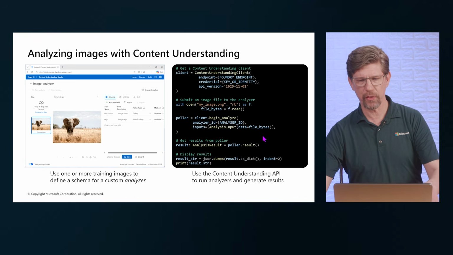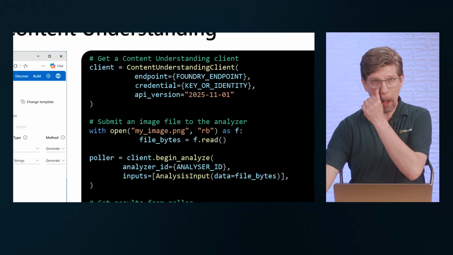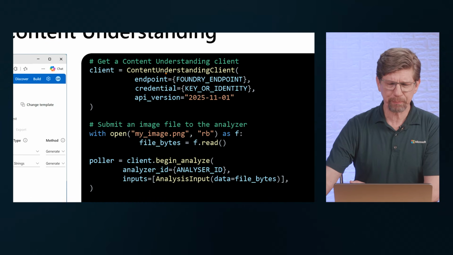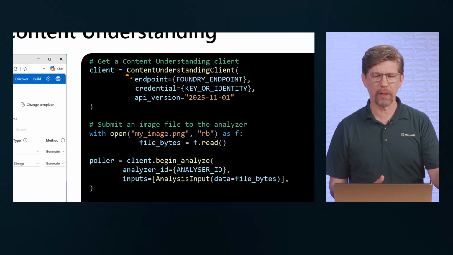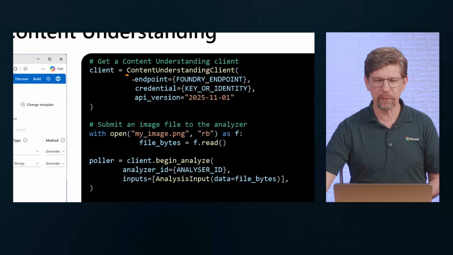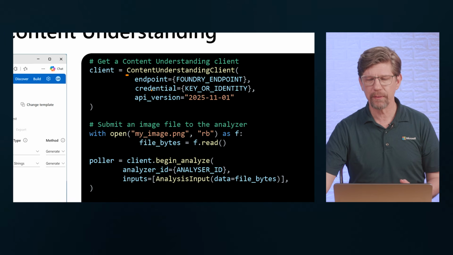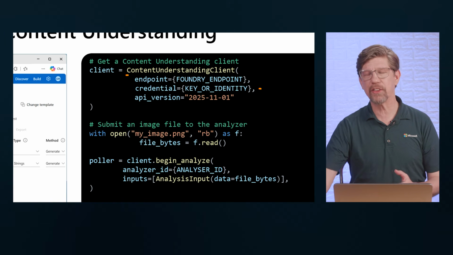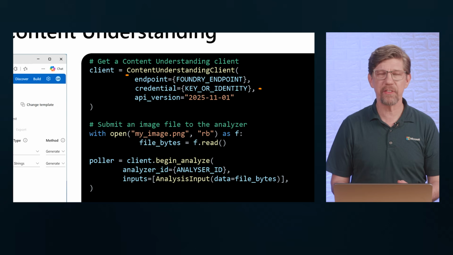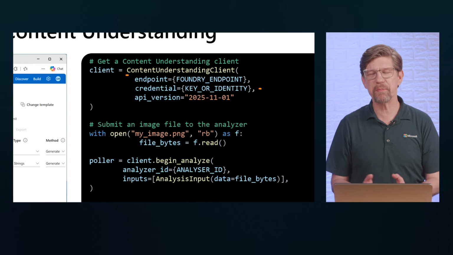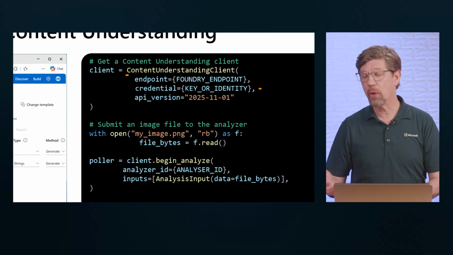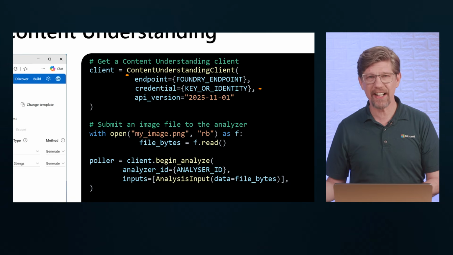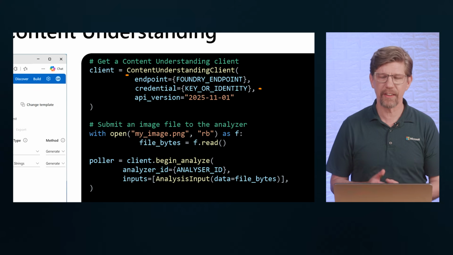Here we see what that code would look like. Many times we are using a client-based tool that we configure with an endpoint and with our credential. Here we see the credentials again, twofold. If you've seen me say this once, you've seen me say it 20 times at this point: either an API key or an Entra ID identity can be used to authenticate to Content Understanding.